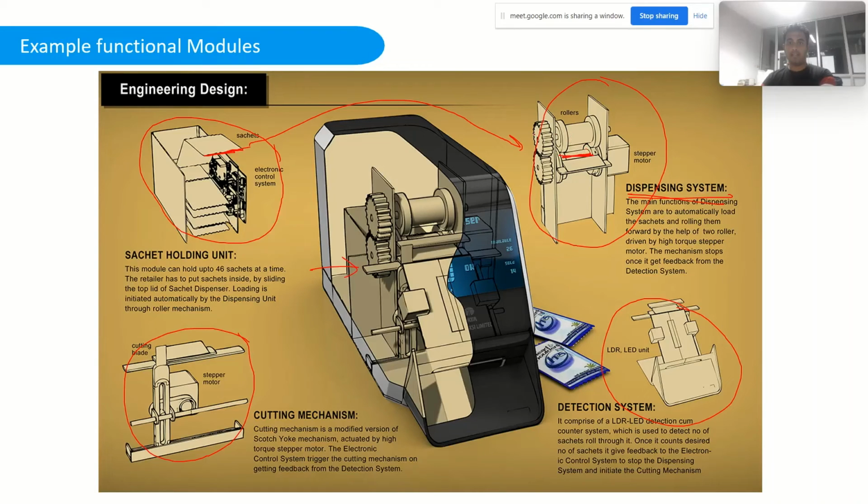This dispensing mechanism has a roller and it rolls. This roller section comes here, and it dispenses the sachets through this particular sensor network. There are sensors here, and they detect a particular number of sachets, and when it detects the user-defined number of sachets, it activates the cutting mechanism, which cuts the sachets, and that's how you get the sachets. So this is how this particular assembly is created using these four modules. Got it?